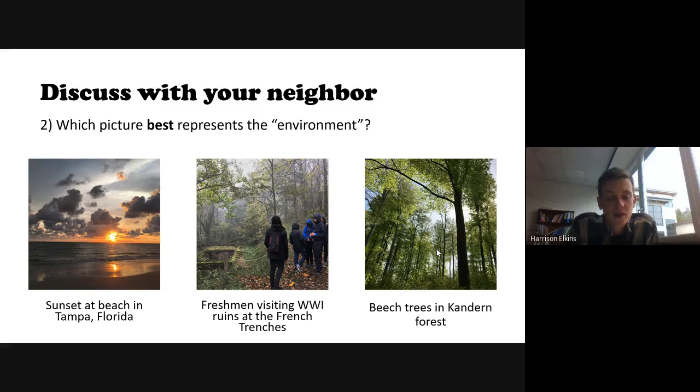Well, I probably would choose the middle picture. Why? Well, the first picture here, we see a lot of abiotic factors. We see clouds, which is just water in a sense, air, more water, and sand, and the sun. These things are not living, and so this is a lot of abiotic factors.